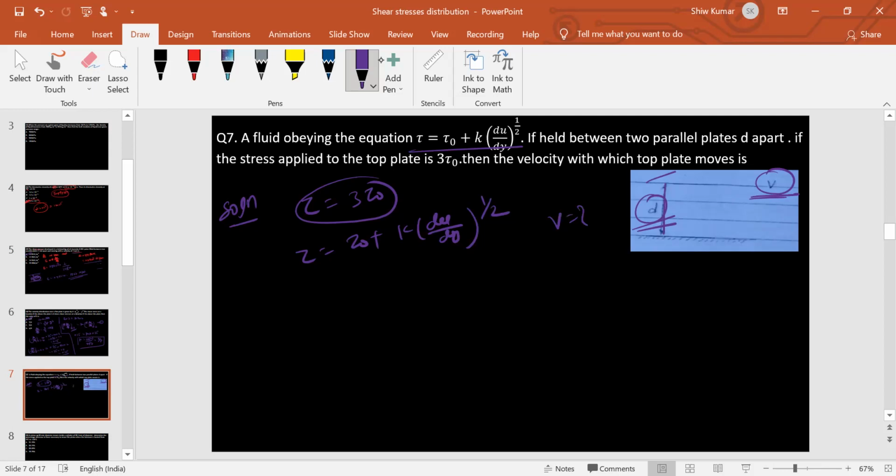So I need to find out the velocity of the plate. At what velocity the plates are moving. This is the one plate. This plate is moving over the fixed plate. So that value is substituted here.